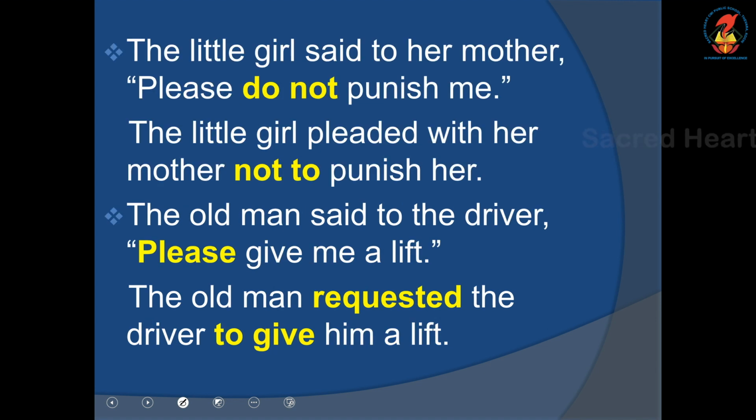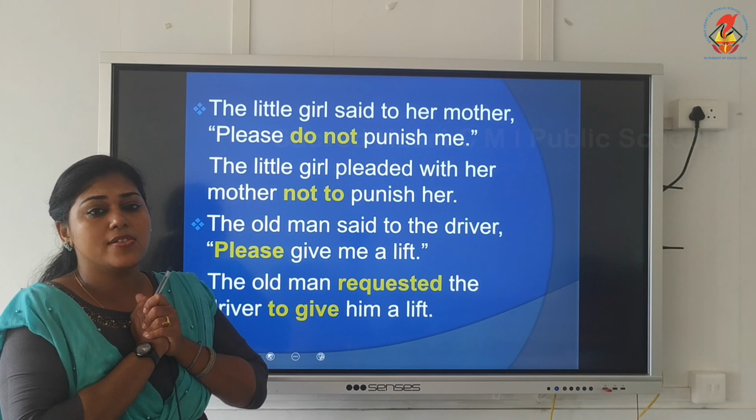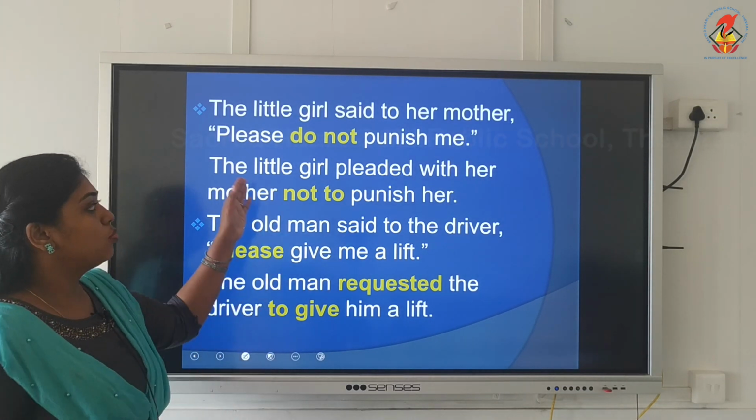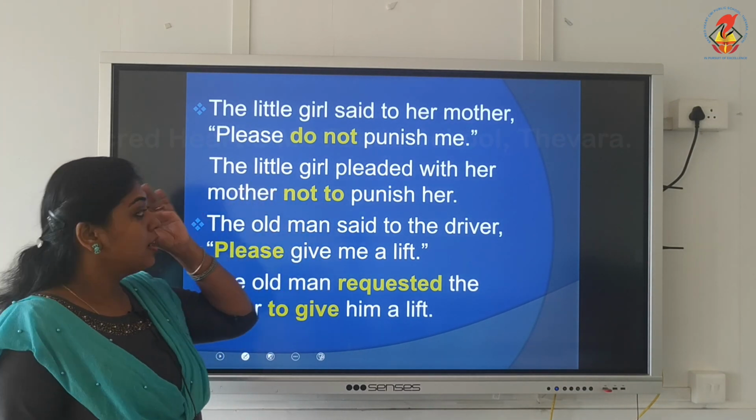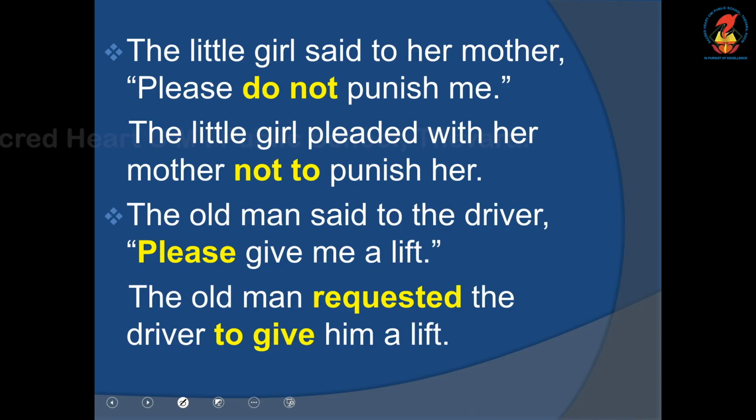The little girl said to her mother, "Please do not punish me." Now she is requesting so much that we can replace the word with "pleaded." Okay, the little girl pleaded with her mother. When the words "do not" come, it is a negative sentence actually. So you have to replace it with the words "not to." When "do not" comes, write "not to" instead of "do not." Okay, "not to punish her."